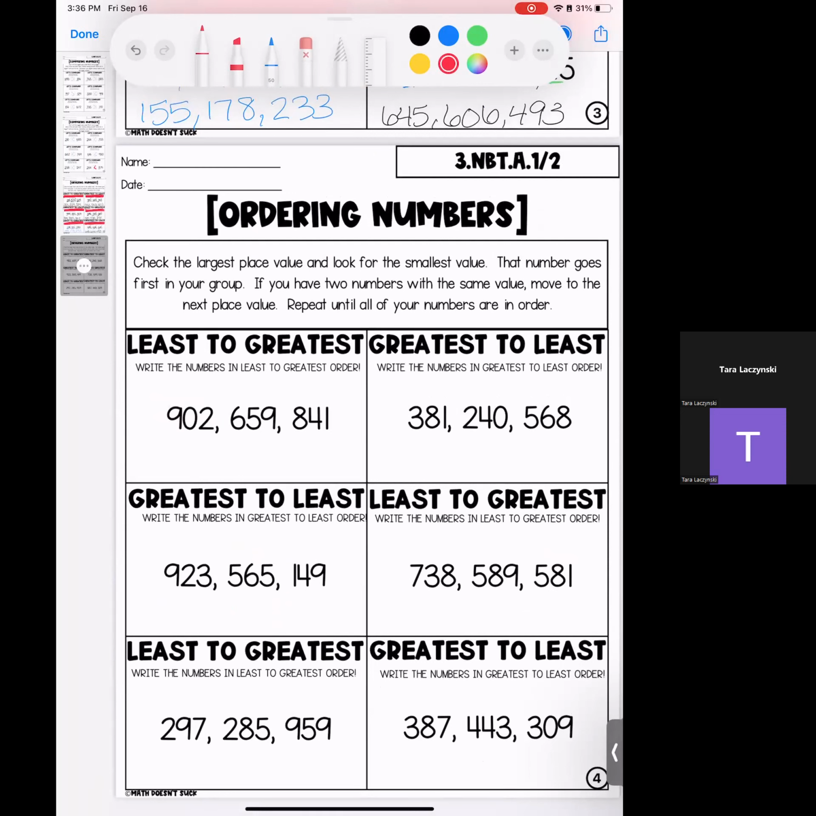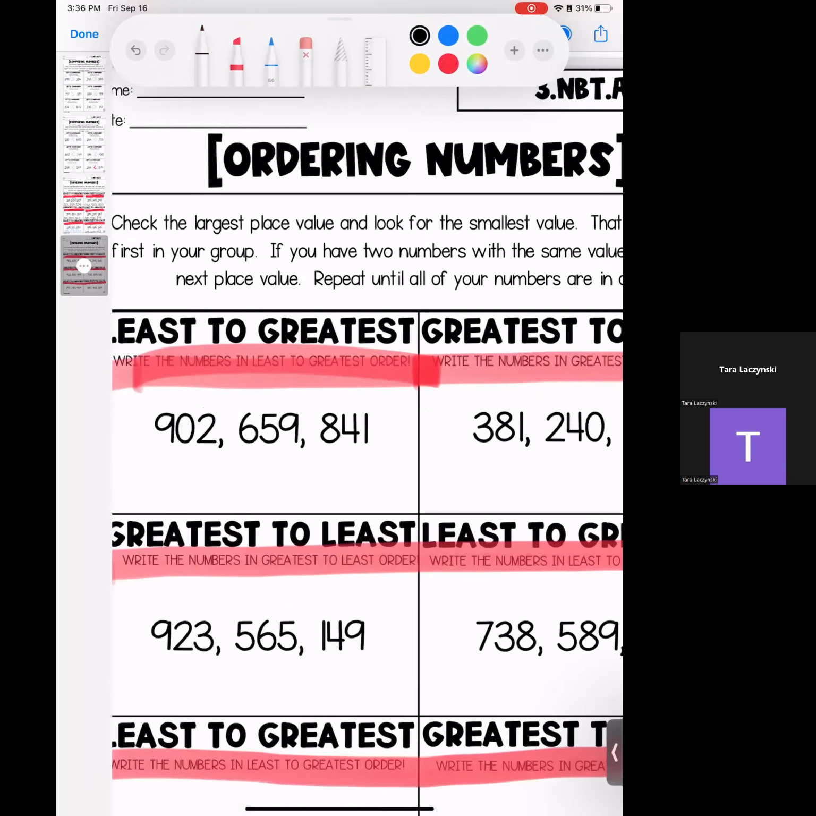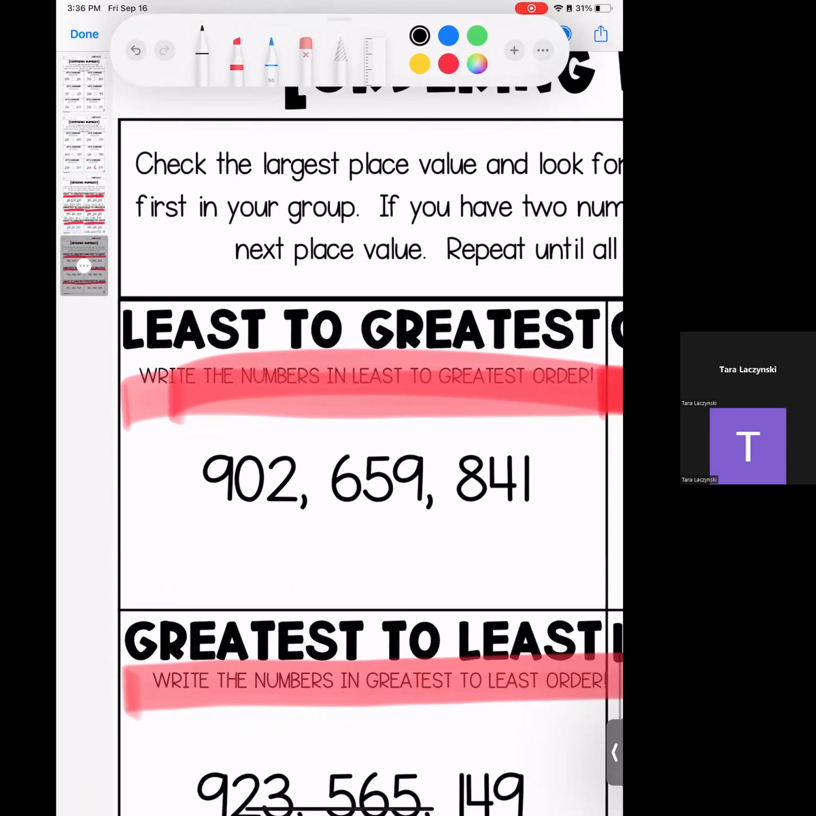All right, on to our last assignment of the week. Remember, when we are ordering least to greatest, we need to really focus on what we're being asked to do. For the first set, we want the least, smallest to greatest. We have a 900, 600, 800. 659 is the smallest. 841 is the middle. 902 is the greatest. So least to greatest, 659, 841, 902.